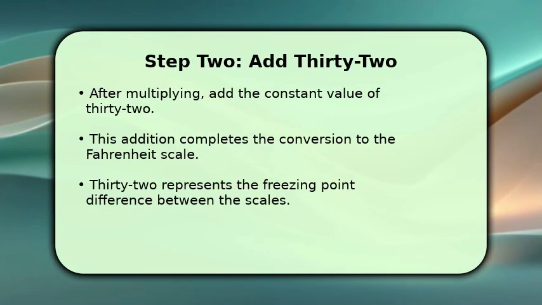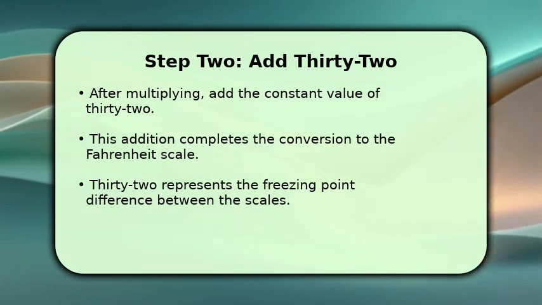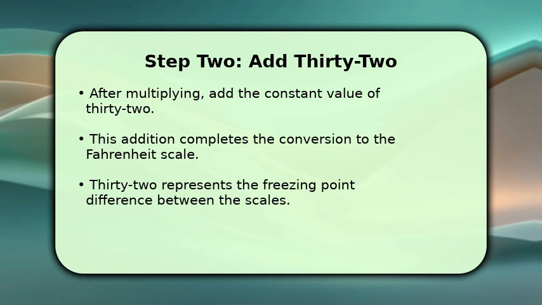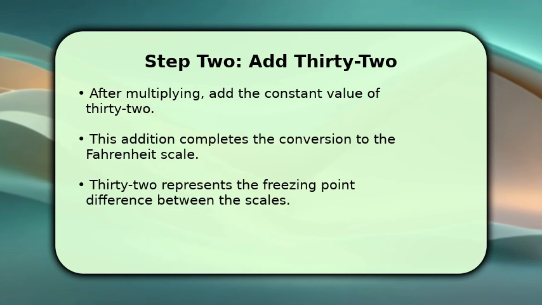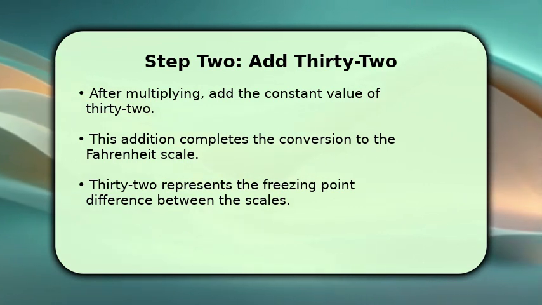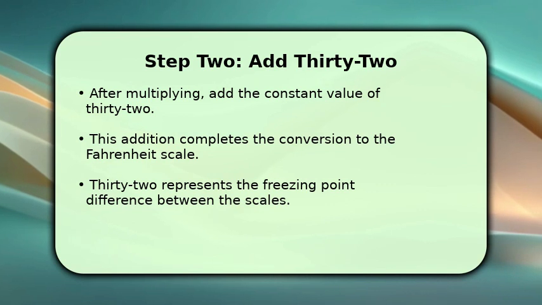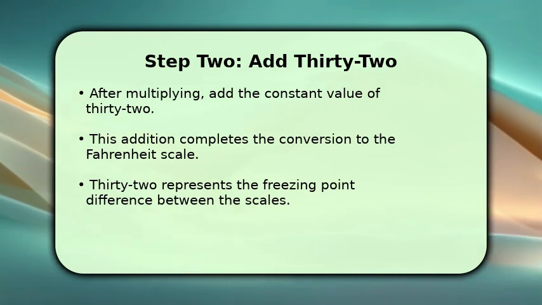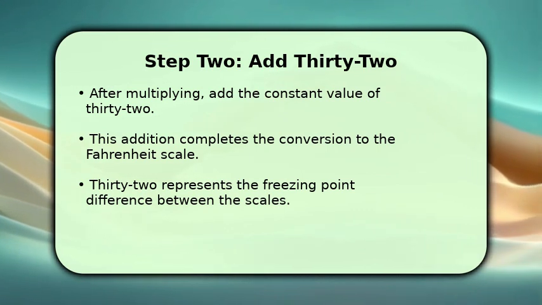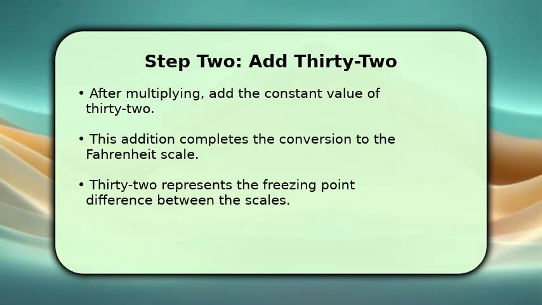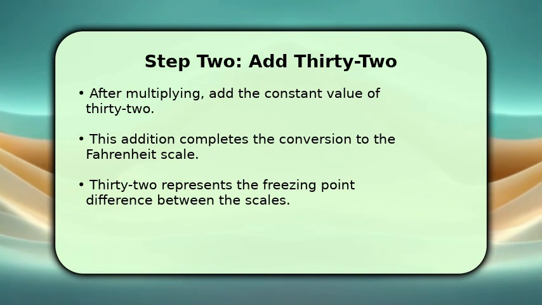Once you've completed the multiplication, the next and final step is to add 32 to that result. This number, 32, is crucial because it accounts for the difference in the freezing points of the two temperature scales. For instance, if your previous calculation resulted in 18, adding 32 gives you 50 degrees Fahrenheit. This simple addition provides your final temperature in Fahrenheit.